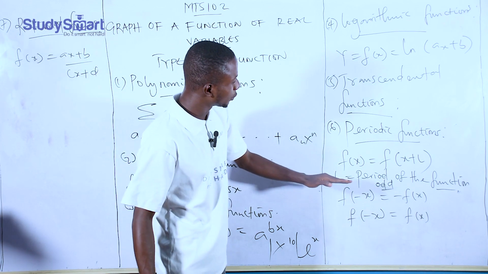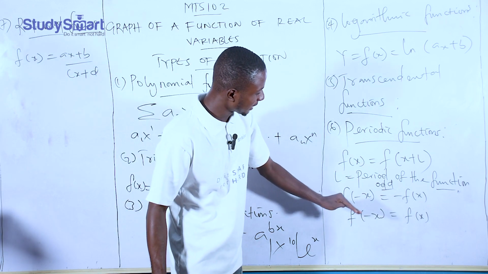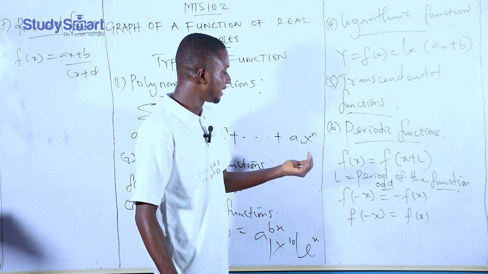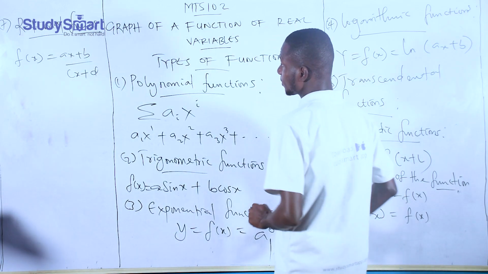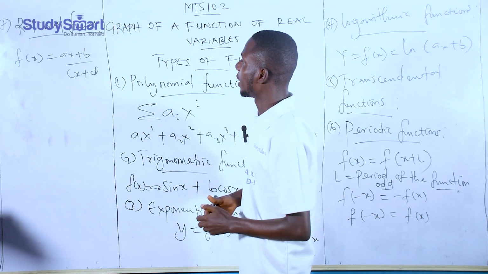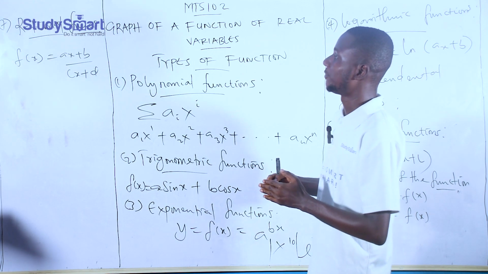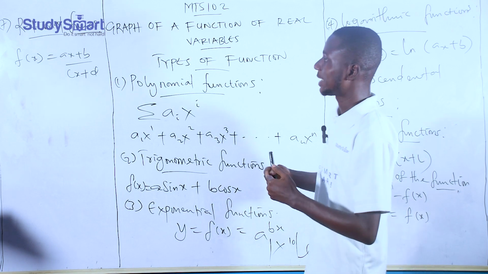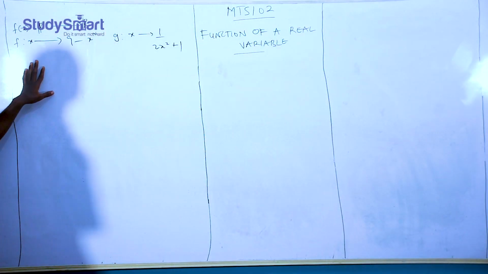And we also stated some rules on periodic functions. We said when it is odd, f of minus x should equal minus f of x, and when it is even, f of minus x should equal f of x. Now we went further to look at rational functions, and we said rational functions are functions that can be represented in the form of f of x equals ax plus b all over cx plus d.